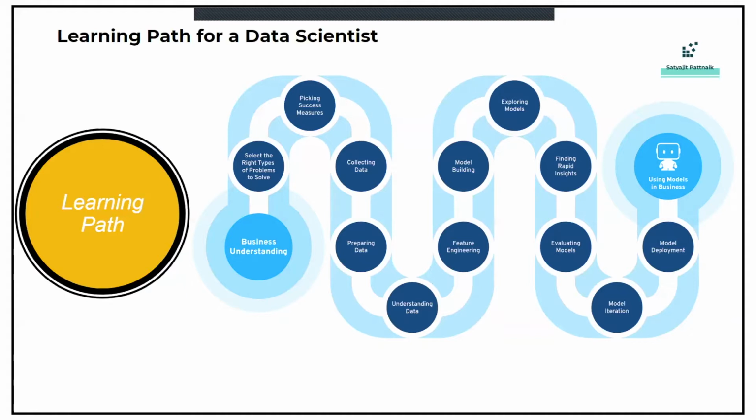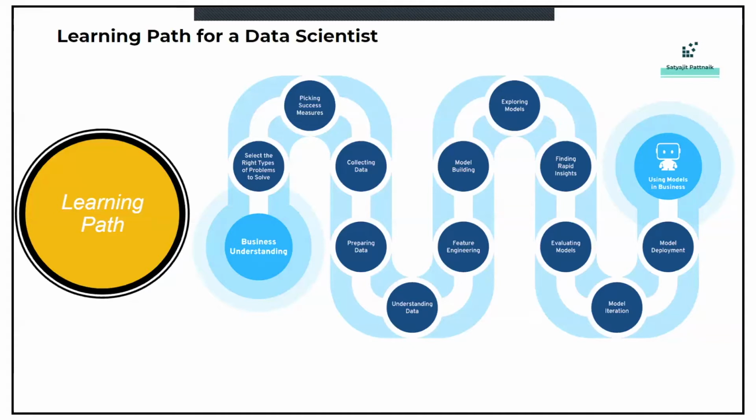Then comes your model building, exploring models, finding rapid insights, evaluating models. All these are a part of the model building part. We'll not be talking about these particular steps in this video. And then comes your model deployment. So after model deployment and this model iteration, I would say from this particular phase, from feature engineering till the model deployment phase, is a bidirectional phase, because you keep on building n number of iterations of models, keep on improvising the models, then deploying it on the production.